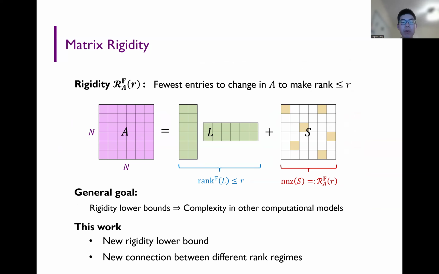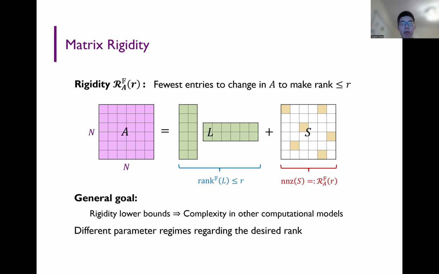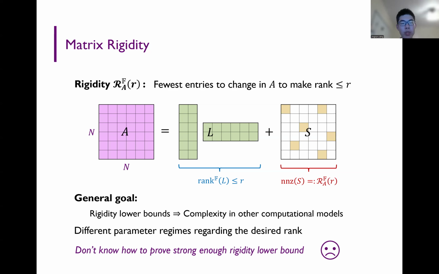As a quick overview, this work proves new lower bounds on matrix rigidity in the low-rank regime and reveals a surprising connection between different rank regimes. I will describe these results more precisely in a few minutes. So let me first talk about the rank regimes we care most about. In fact, for most rank regimes, we still don't know strong enough rigidity lower bounds to obtain meaningful applications.